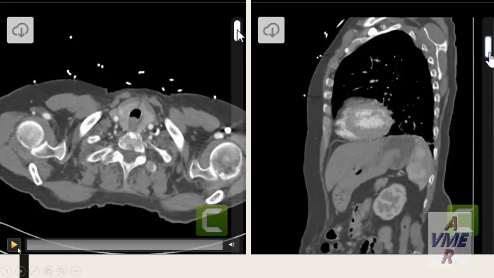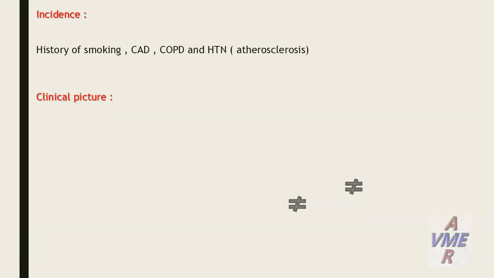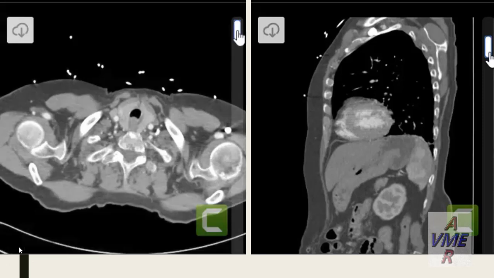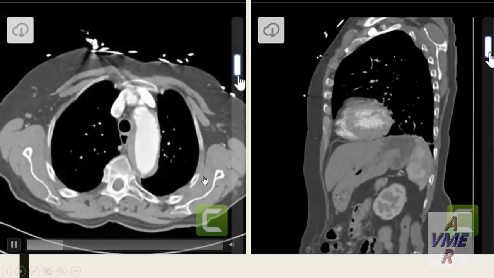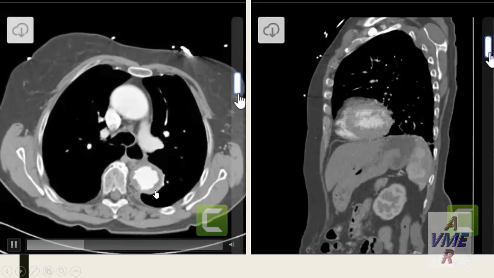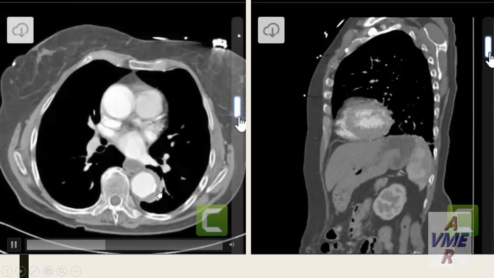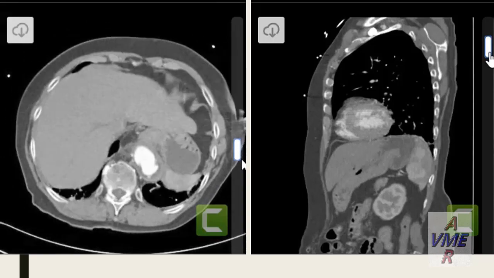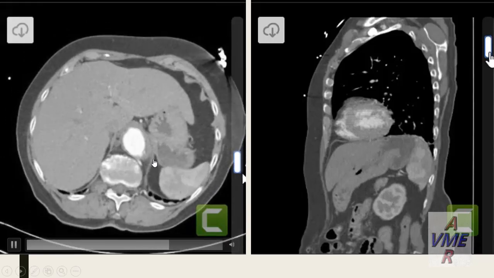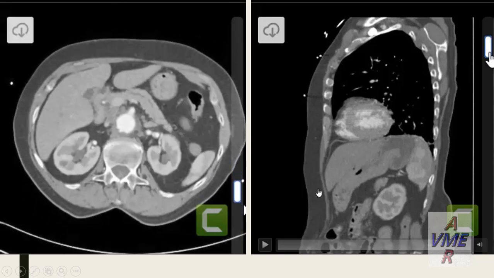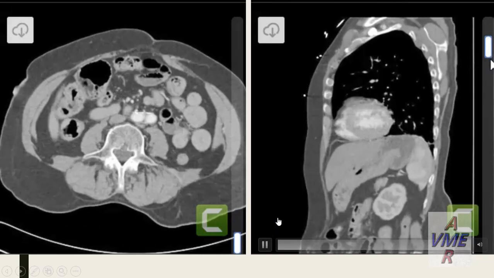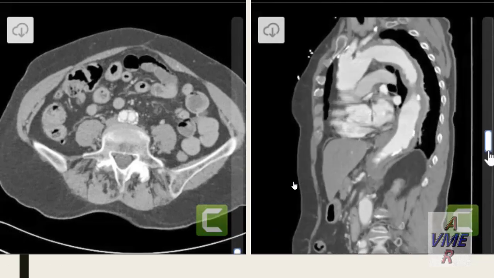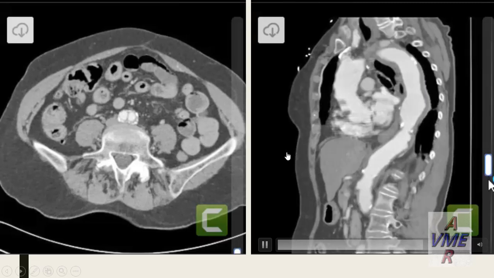Here we have a case of intramural hematoma and penetrating aortic ulcer. Intramural hematoma, and we have here penetrating aortic ulcer in this one. Penetrating aortic ulcer and intramural hematoma. This is the axial one, and this is the coronal plane of the CT angiography, and we have intramural hematoma and penetrating aortic ulcer.